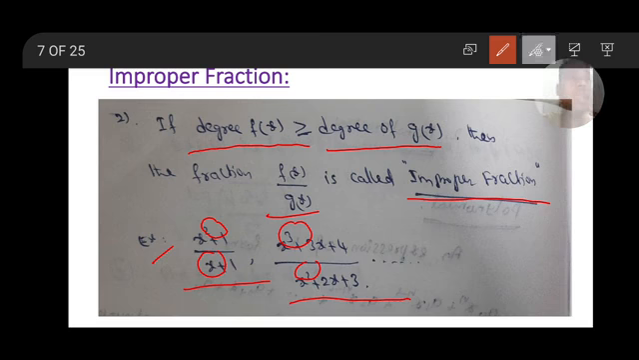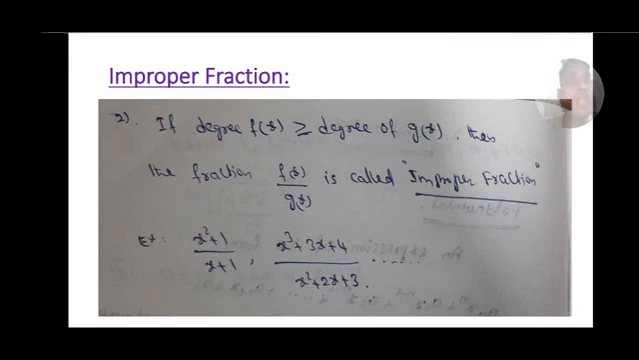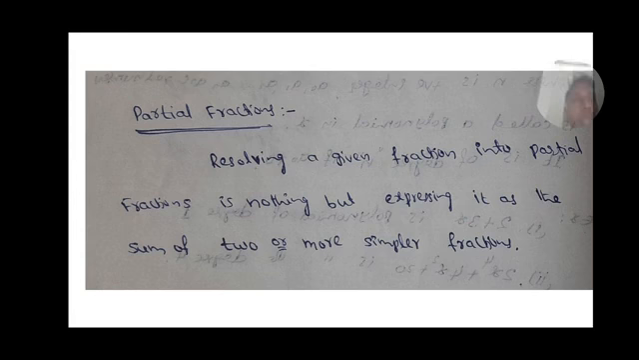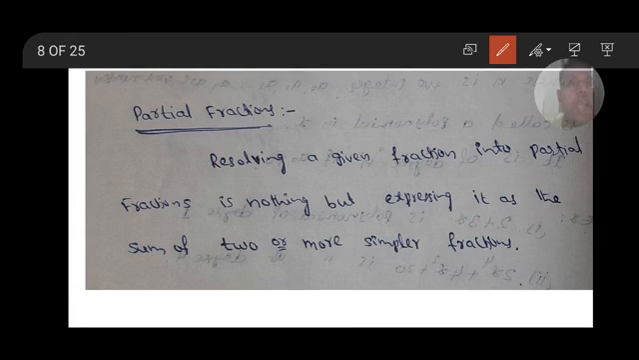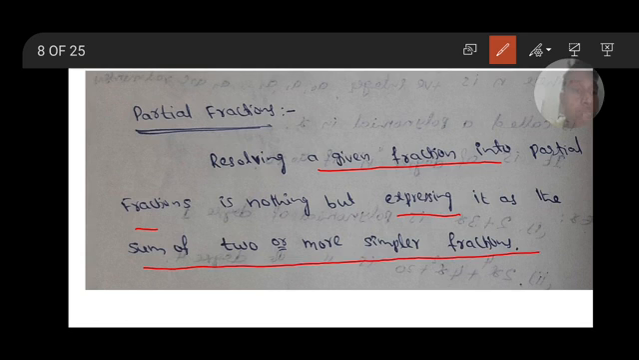they are improper fractions. Next, partial fractions. Resolving a given fraction into partial fractions is nothing but expressing it as the sum of two or more simpler fractions. Expressing the fraction as a sum of two or more simpler fractions.